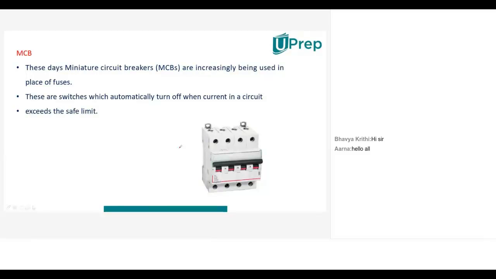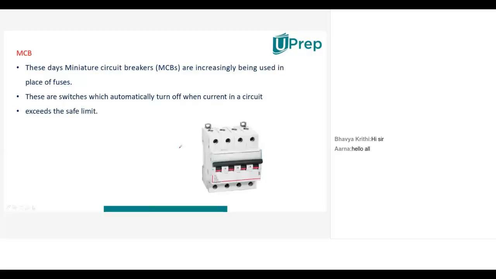Copper will melt very easily, so that's why we use copper. Those types of fuse wires will be used, but they must have certain characteristics: high resistance, low melting point, and it must be very thin. Right. Instead of these electric fuses, nowadays we are using miniature circuit breakers.